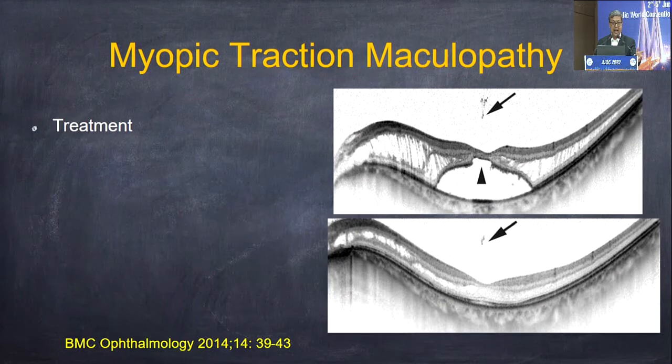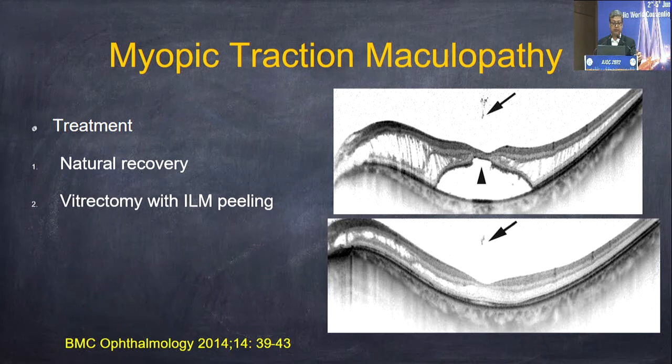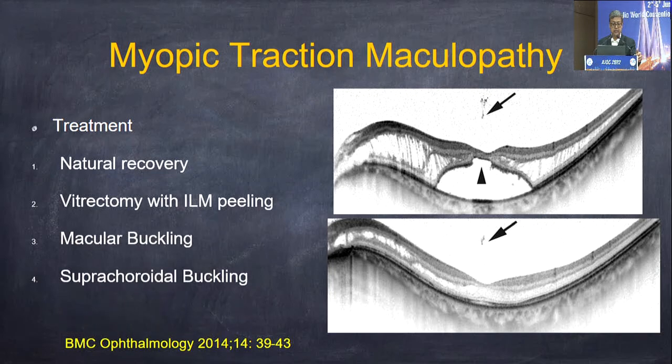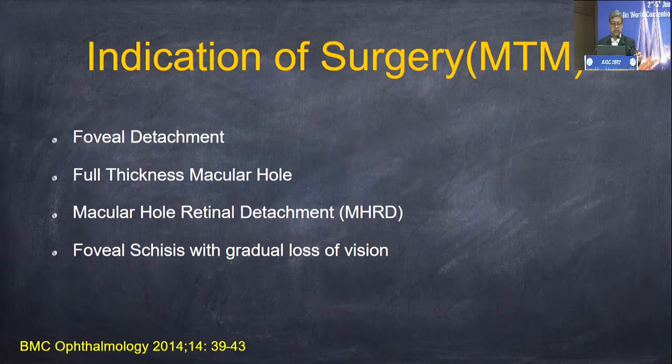So we have treatment for a few cases of traction maculopathy. Sometimes it resolves on its own, with natural recovery, or we have treatment as vitrectomy with ILM peeling. Macular buckling is another option, and suprachoroidal buckling is another option.